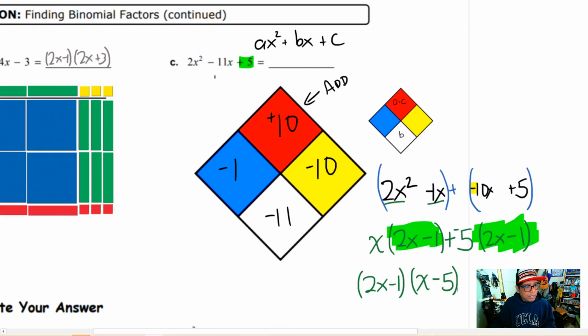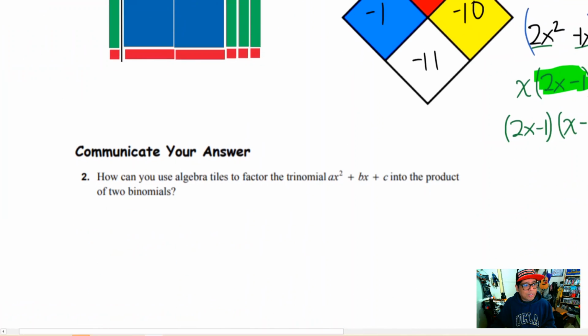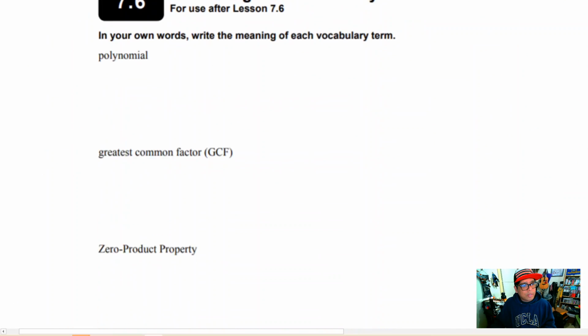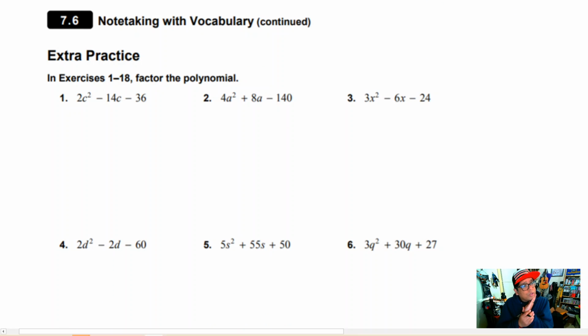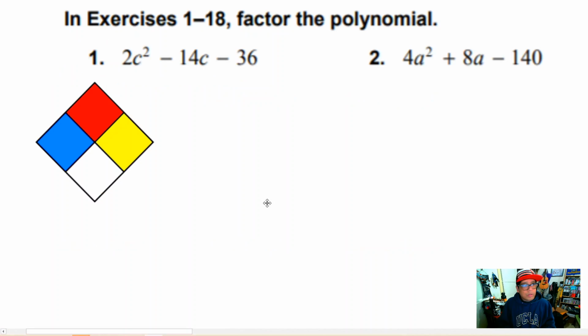So we're going to fast forward and look at some practice, because this does take some practice. Let's do this first one. 2c squared minus 14c minus 36. So the first pair that you need to do is, oh, you know what? I'm looking at this and everything is even. We've got 2 is even, 14 is even, and 36 is even. So the easiest thing to do here is to factor out a 2.